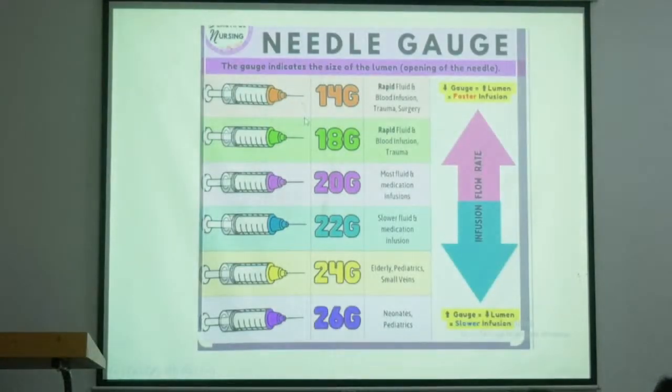The 14 gauge needle is for rapid blood transfusion, 18 gauge for blood transfusion again, 20 gauge mostly for IV fluid transfusion. For slower medication, 22 gauge, because it will be given in the vein, so the vein must not be blocked. The 23 gauge needle is the commonest needle used in the laboratory. 24 gauge needle is used for the elderly, pediatrics and small veins, and 26 gauge is basically for neonates and the pediatrics department. This you will know because I wanted to give some amount of idea, practical information.